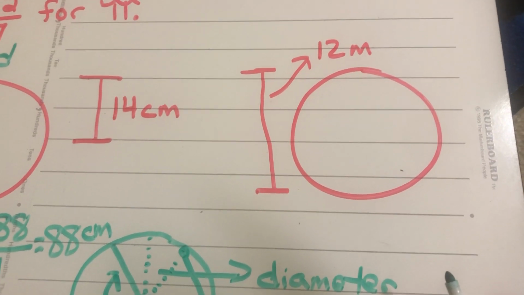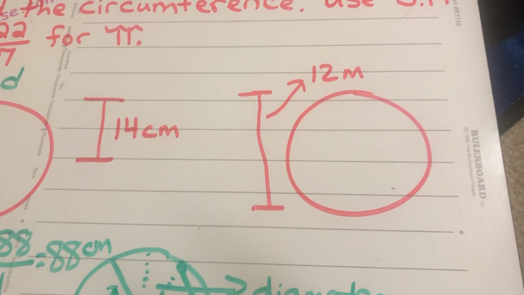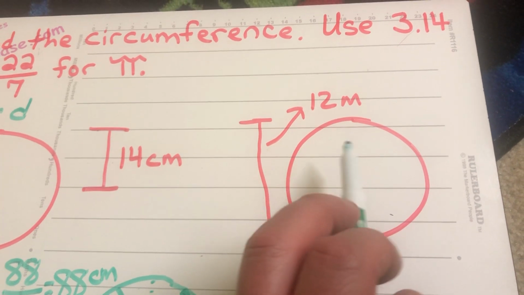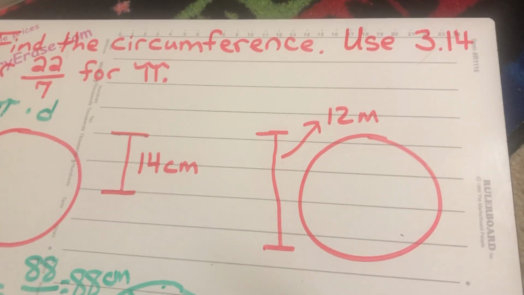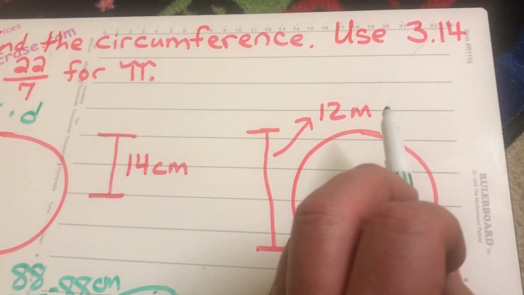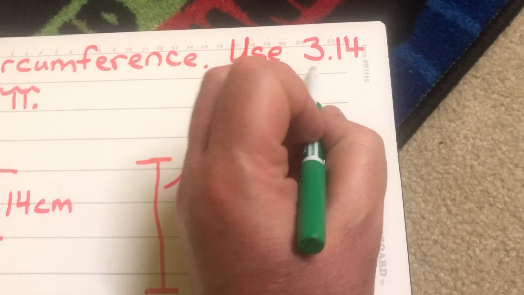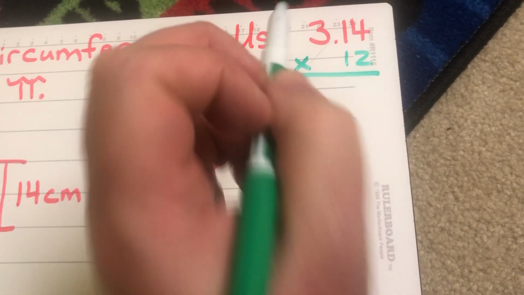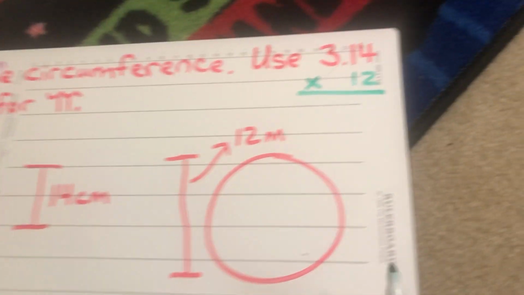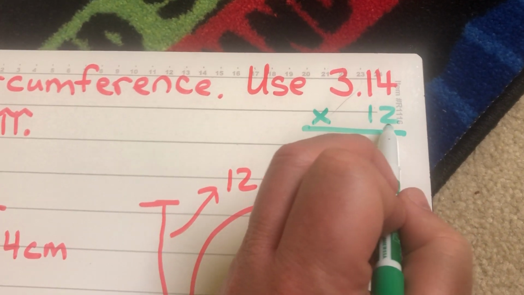12 meters. Now here I know the diameter. 12 is not divisible by 7. It's not a fraction, so I'm just going to use 3.14. So it's pi times diameter. Pi is 3.14. And I'm just going to go ahead and put in times 12, because it's pi times the diameter, which is 12. Well, 3.14 times 12, decimals don't have to be lined up.